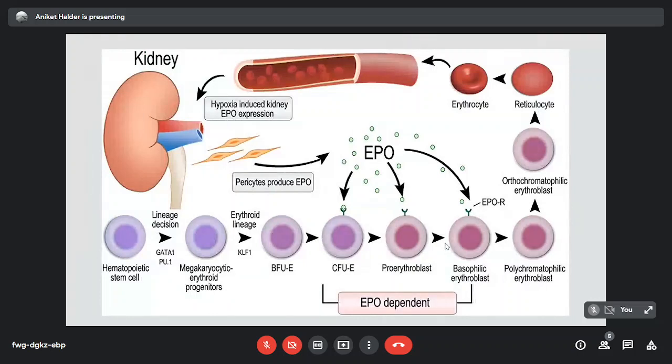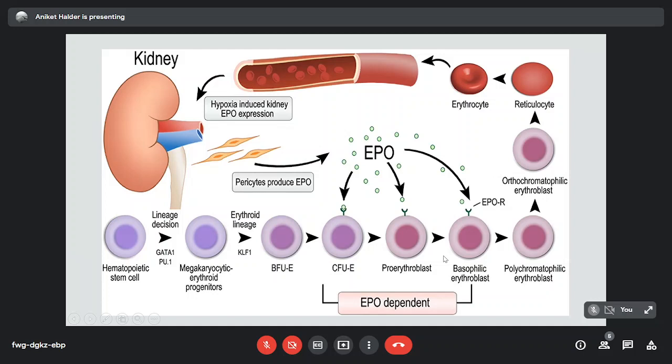So if we just recapitulate the basic steps of hematopoiesis, the hematopoietic stem cell is a multipotential stem cell from which the erythroid lineage cells are derived. So erythropoietin is produced by the peritubular renal epithelial cells. These cells produce erythropoietin, and this erythropoietin binds to the erythropoietin receptors. These erythropoietin receptors are mostly expressed in the colony forming units erythroid, the proerythroblast, and the basophilic erythroblast.